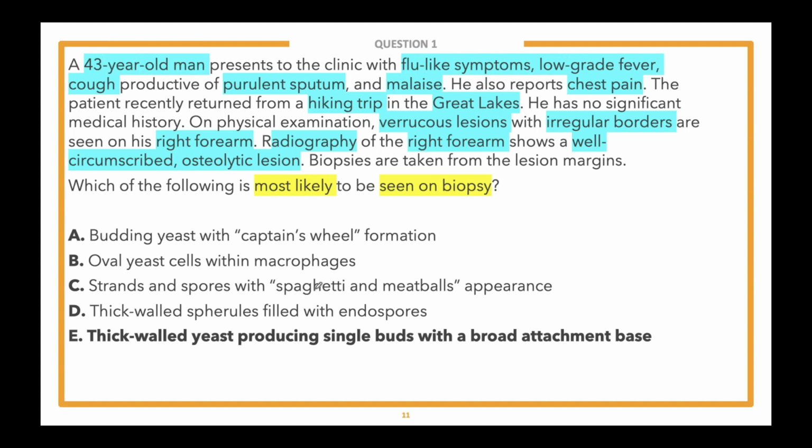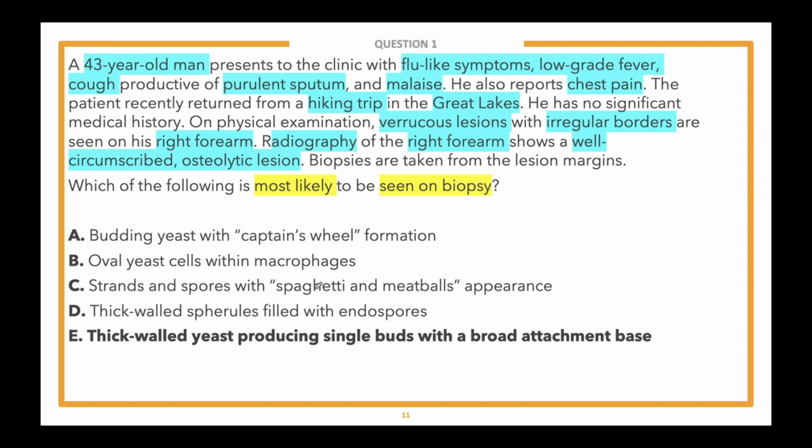Answer choice B, oval yeast cells within macrophages, that's typical of histoplasmosis. There's two things when you see bugs within macrophages that you really should be thinking of. That's histoplasmosis and leishmaniasis. In this case, with fungal infection, you'd be thinking histo. This can also be seen in the Midwest and can also cause pulmonary disease. However, it wouldn't be as common in this patient who is not immunocompromised, and you also have different types of skin lesions.